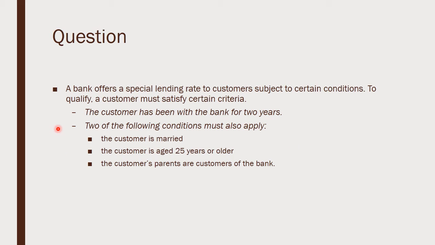So we have a question like this. Read the question, of course. A bank offers a special lending rate to customers subject to a certain condition. To qualify, a customer must satisfy certain criteria. The customer has been with the bank for 2 years or more, and 2 of the following 3 conditions must apply: the customer must be married, 25 years or older, and the customer's parents are customers of the bank. So this is the question.